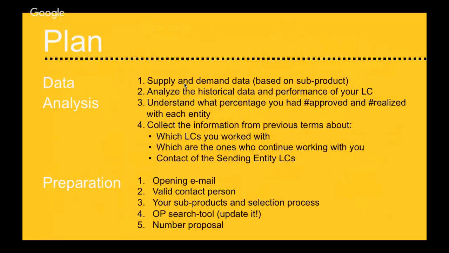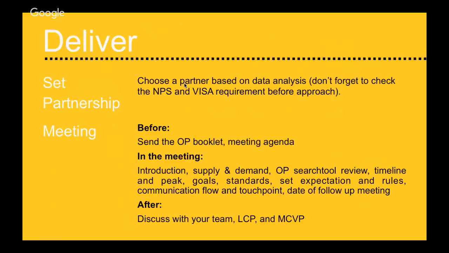Preparation includes writing the opening email to the LCs you want to get in touch with. You also need to find who is the valid contact person in the LC. Usually it would be the LCVP elect or GX. You need to prepare the list of your subproducts and the selection process you will be running. You also need to share your opportunity search tool if you already have one, and you need to have a numerical proposal, because you are already aware of your goal and you need to decide how many exchanges you want to do with this LC. Just as a proposal, because for sure you will discuss it together and decide together.